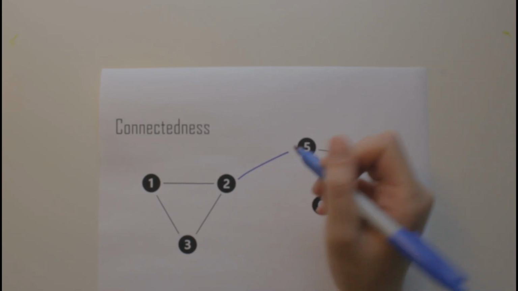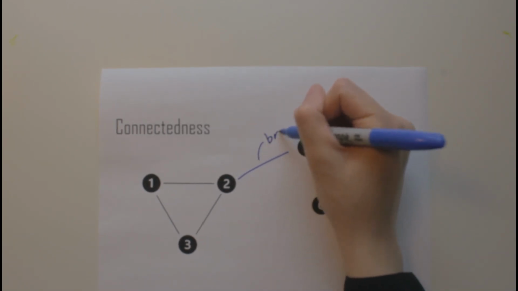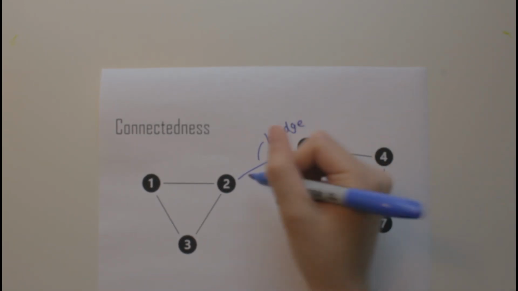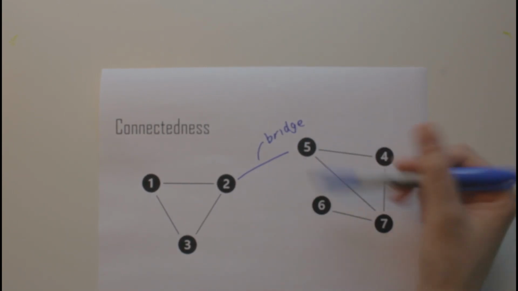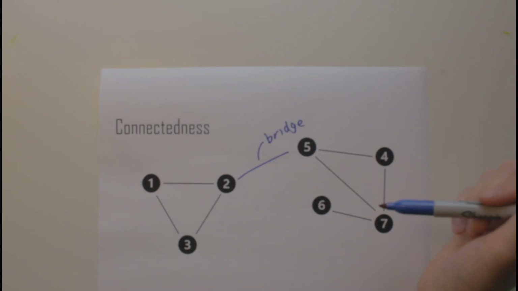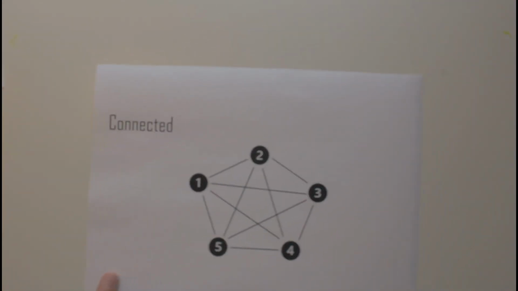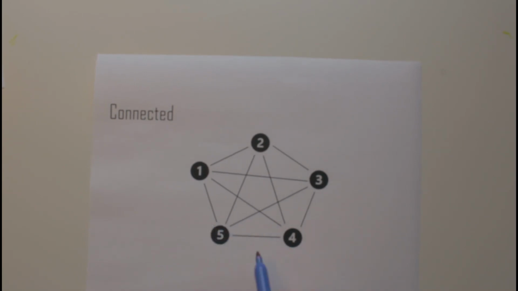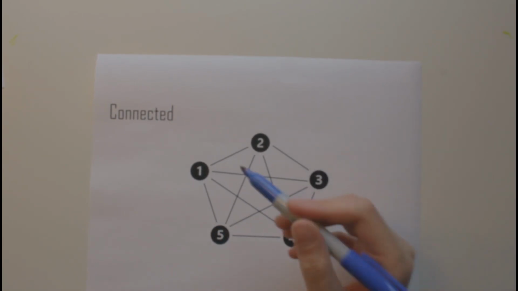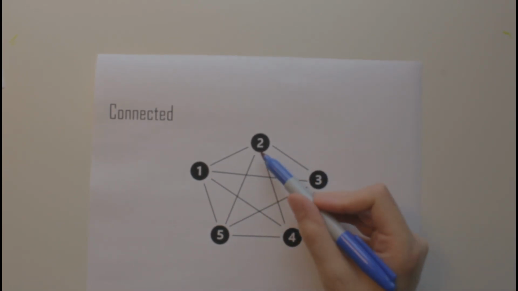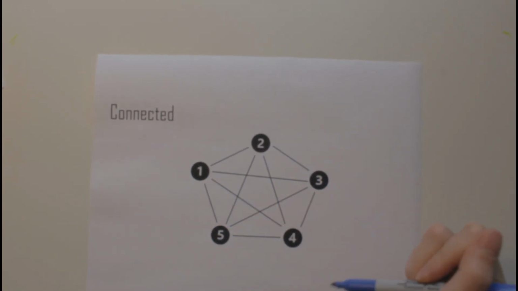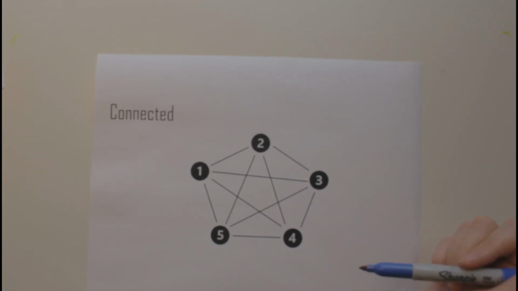Now, if I were to form a connection here, this is called a bridge, which is a connection between 2 clusters. This is still not called a connected network, because the definition of a connected network is when every single node in the network is connected to every other node. For example, 1 is connected to 2, 3, 4, and 5. 2 is connected to 1, 5, 4, and 3, and so on and so forth.